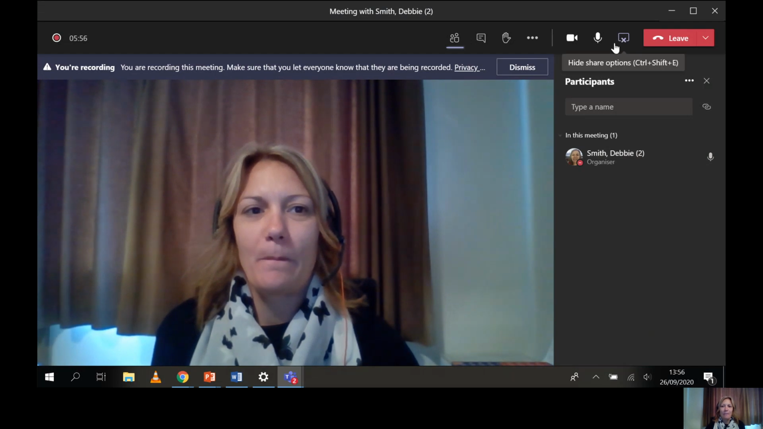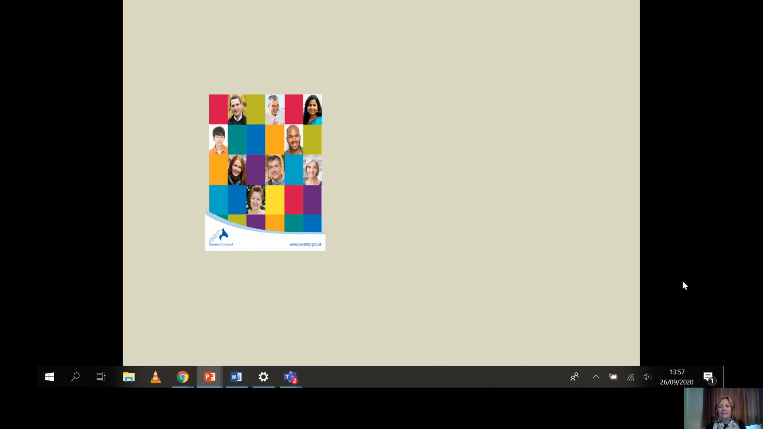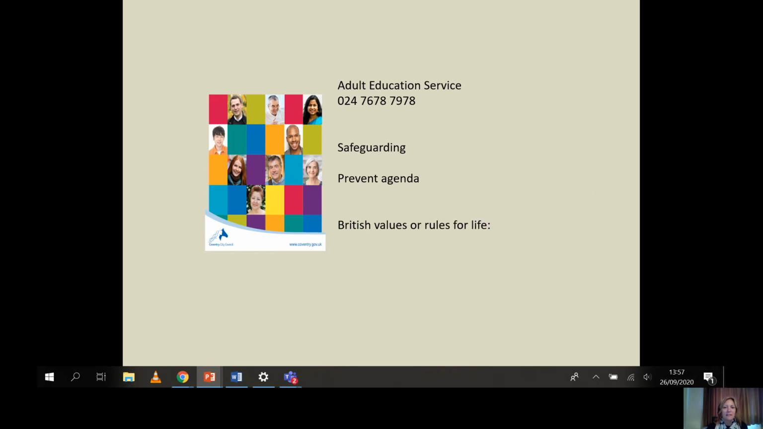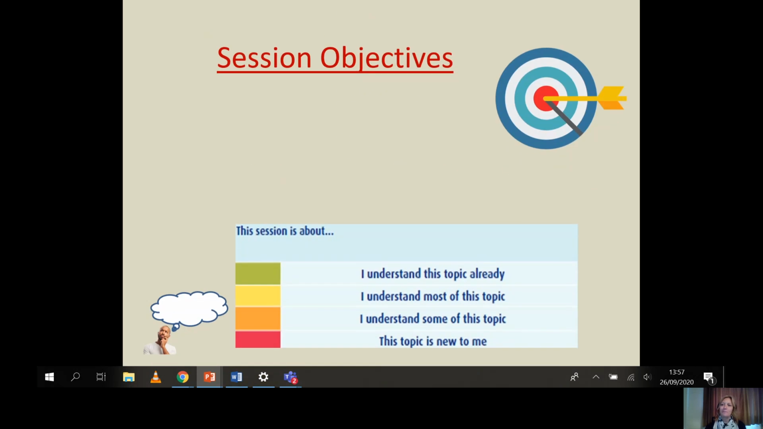Okay, so we are in week 2. Here is our telephone number should you need to call the service for any information about the courses, etc. Just to remind you that we promote both the safeguarding and prevent agenda to protect vulnerable people in Coventry, and we have a safeguarding obligation to you as individuals. Just a reminder of the British values and rules for life, again, which we promote and are promoted in the schools in the area as well.